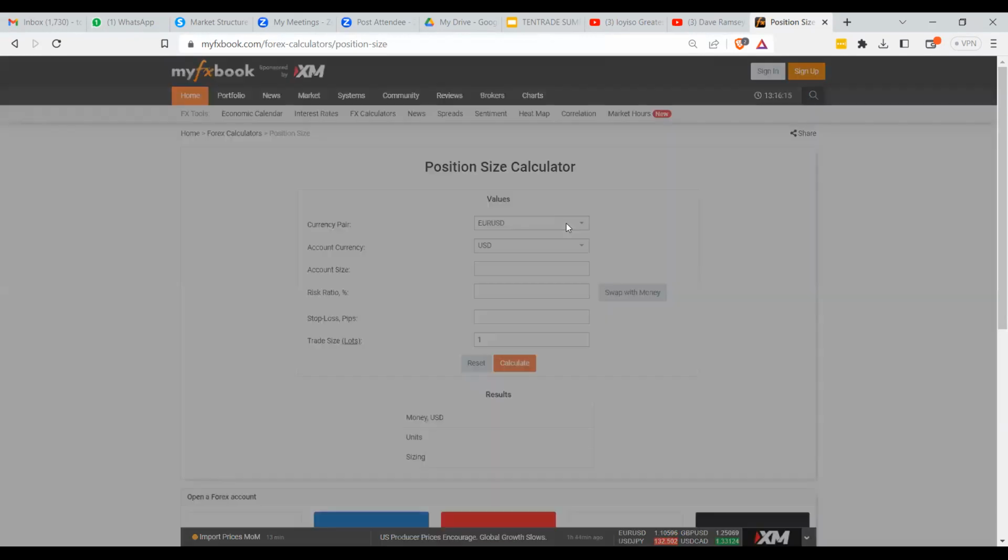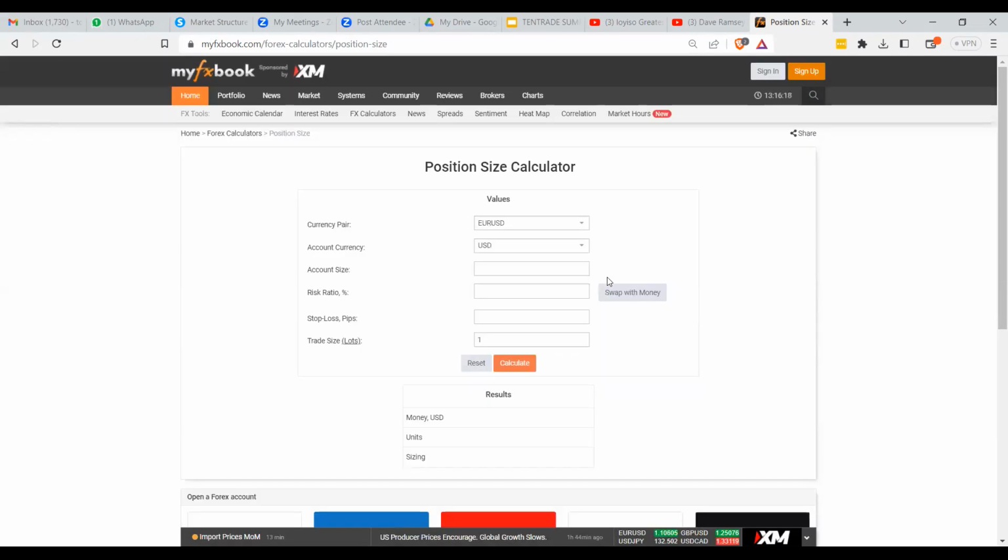So which currency pair are you looking at trading at that particular instance? So let's say I want to trade GBP USD. Account currency is in USD, right? Account size, how much do you have in your trading capital on your MT5? How much is there? Okay, let's say $500. What is your risk ratio in percentage? So this is now you and your risk appetite. Are you being conservative or are you being aggressive?